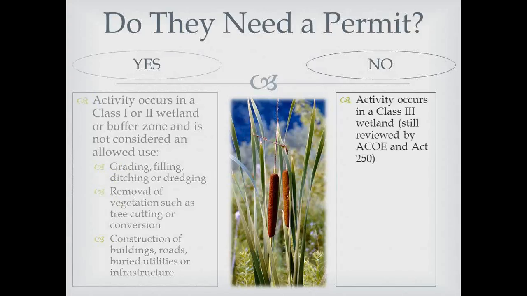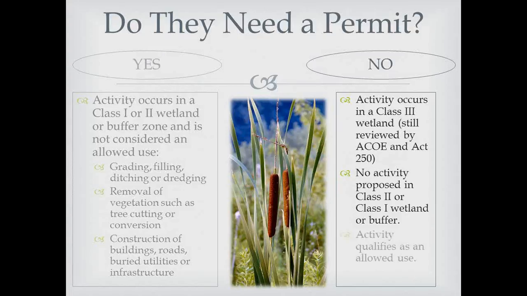Things that don't require a permit are activities that occur in Class 3 wetlands, although there may be federal or other state regulations that look at those activities and regulate them. Or there is no activity proposed in a Class 2 wetland or Class 1 wetland or buffer, meaning the project was able to stay outside of those limits. Or if the activity qualifies as an allowed use, it may not need a permit.